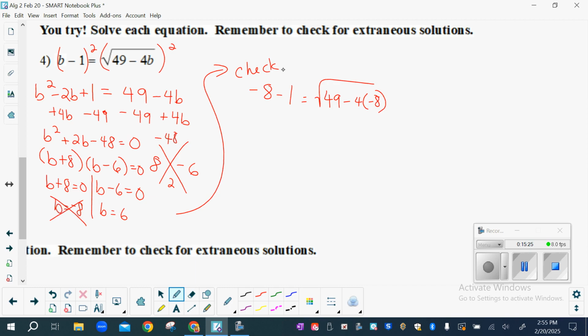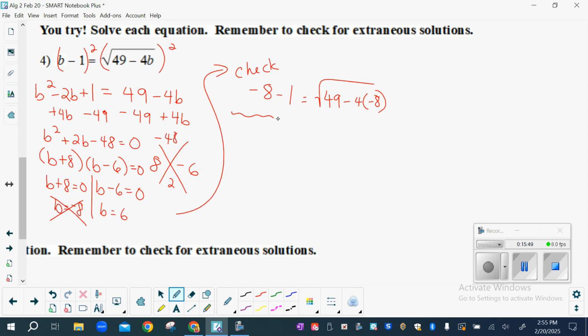Because when we take negative 8 minus 1, it's negative 9. And we can't take the square root of any number to give us a negative. It's going to give us a positive one anytime we take the square root, like square root of 9. Okay. So let's check the other one.